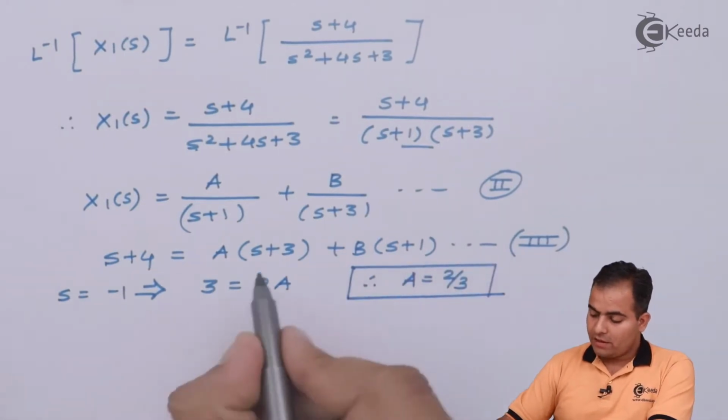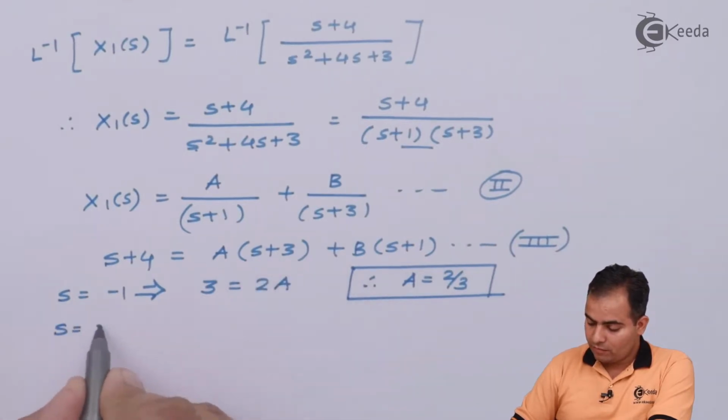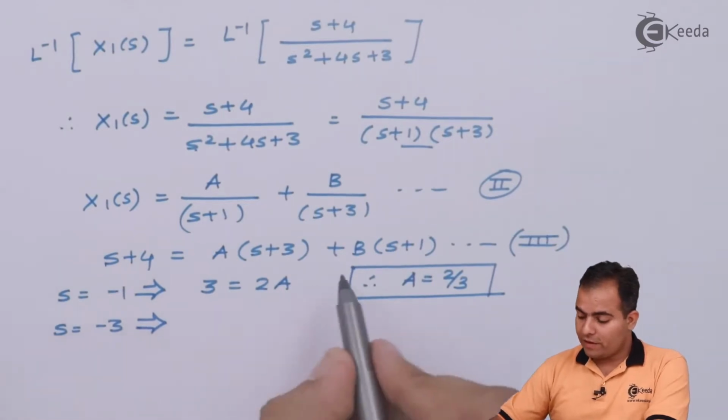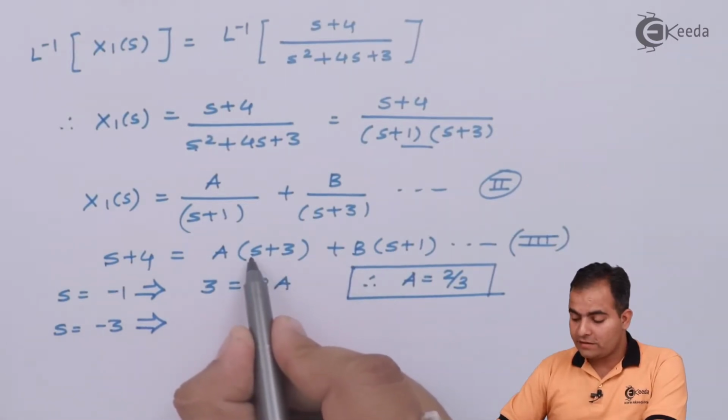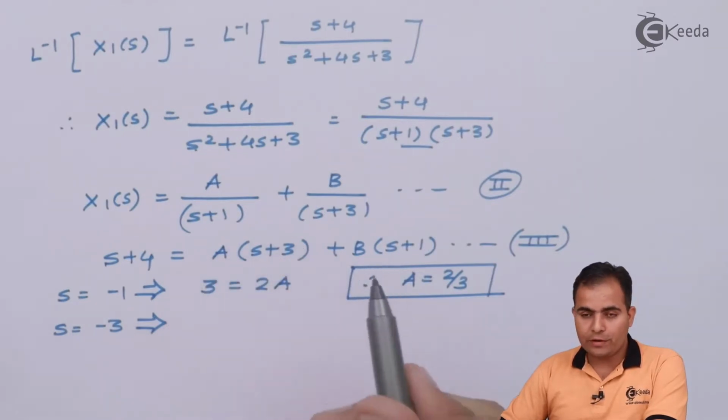Now next one, I'll substitute or I'll replace s by -3. If I replace s by -3, then what will happen? This s is replaced by -3. -3 plus 3 becomes 0. So the whole a term will be replaced by 0. I'm not going to write that value.